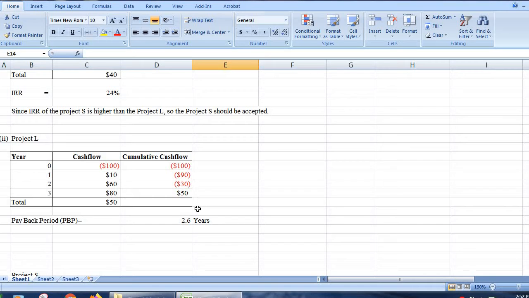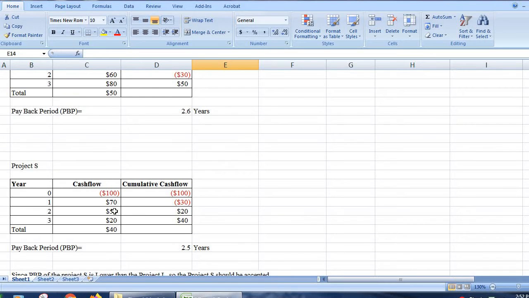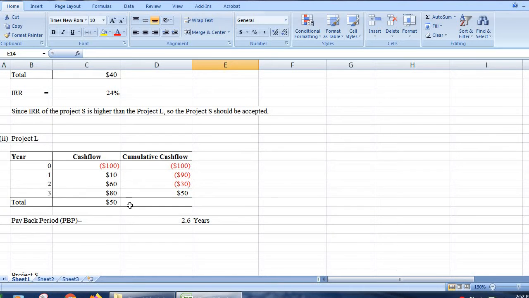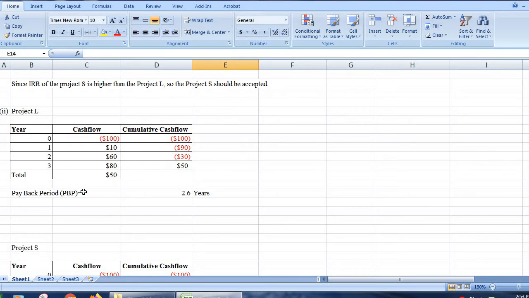Now let's calculate the payback period. Here are the cash flows of project L, and here are the cash flows of project S. The maximum acceptable payback is 2 years. First row is year, second row is cash flows, and in the third row we calculate cumulative cash flows. Finally we find the payback using the cumulative cash flows. Let's calculate the cumulative cash flows.